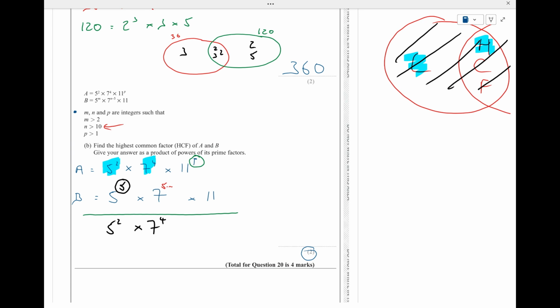And then if it tells you that p is greater than 1, so maybe this 11 here, maybe it's to the power of 4, I don't know, anything greater than 1, then the power of 11 in your HCF will be limited by that. So your highest common factor is going to be 5 squared times 7 to the 4 times 11. Find the highest common factor of A and B, give your answer as a product of powers of its prime factors. Done.